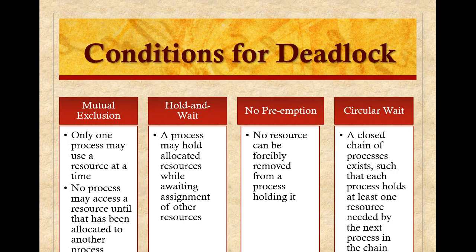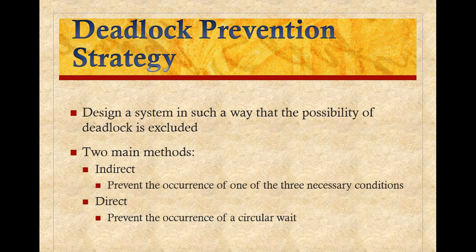Now we discuss the conditions of deadlock. There are three necessary conditions. The first one is mutual exclusion, which means that only one process may use a resource at a time. Second is hold and wait, which means that a process may hold allocated resources while waiting for assignment of other resources. The third condition is no preemption, which means no resource can be forcibly removed from a process holding it. And the fourth one is circular wait. A closed chain of processes exists such that each process holds at least one resource needed by the next process in the chain.